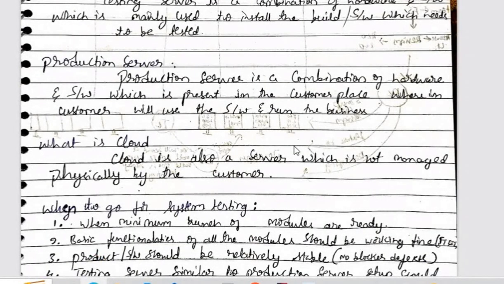Production server is the same combination of hardware and software, which is present in the customer place. The production server is mainly present in the customer place, wherein the customer will use the software and run the business. For example, if we go to DMart or More, they scan the barcode and print the bill. That is also a software. We can take that as an example.